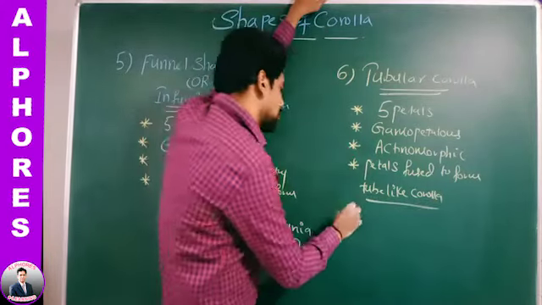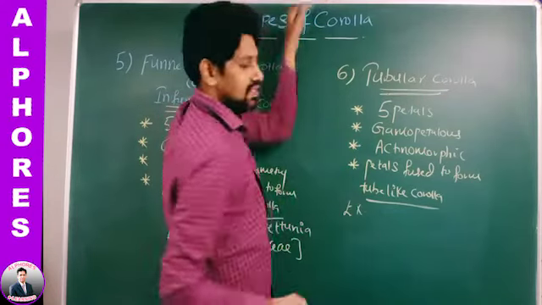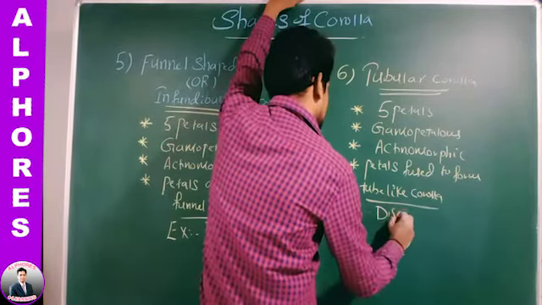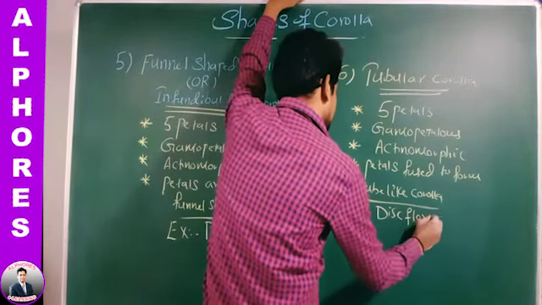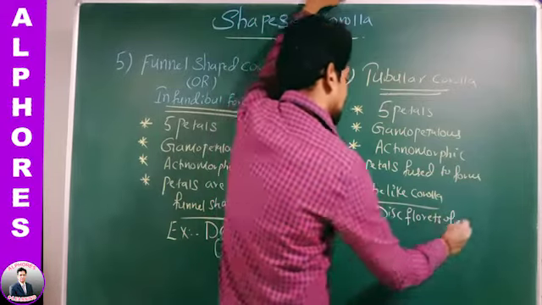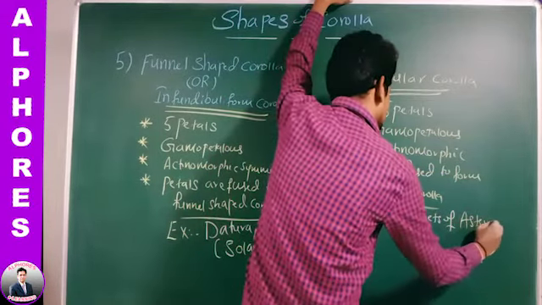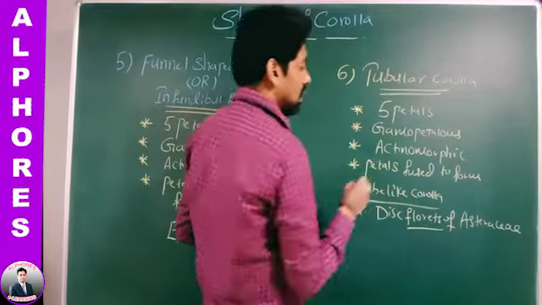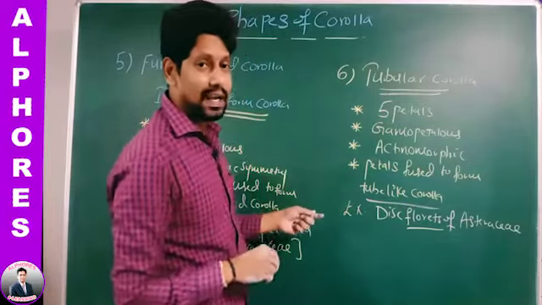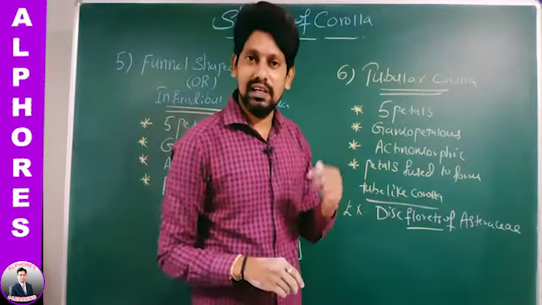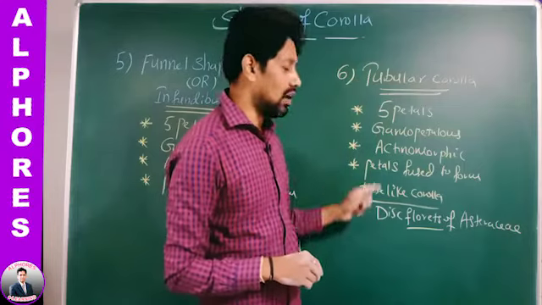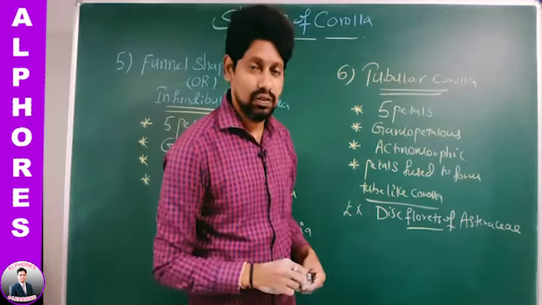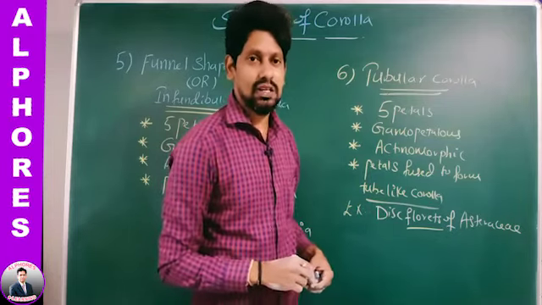Tubular corolla. I am writing the example. Disc florets of Asteraceae family. In Asteraceae family, flowers are called florets. Florets are of two types, as in the inflorescence: ray florets and disc florets. A tubular corolla is seen in which florets? Disc florets of Asteraceae family.